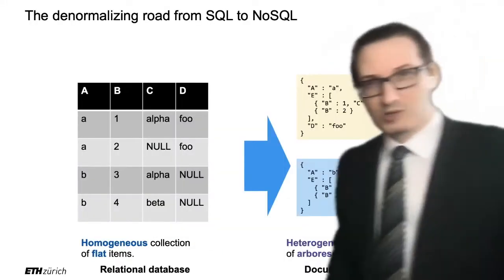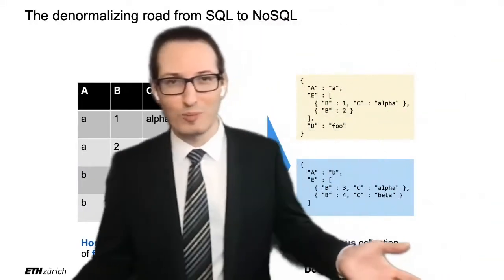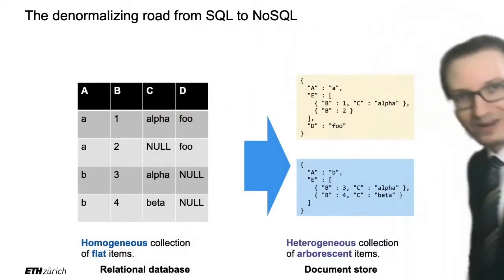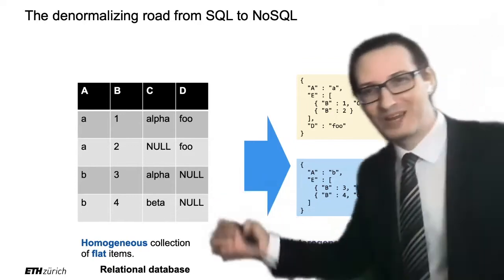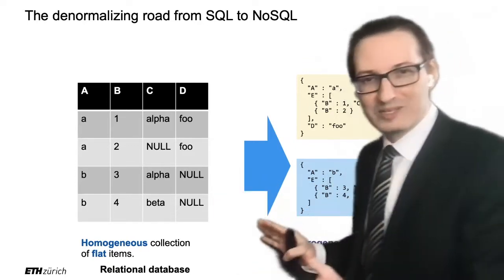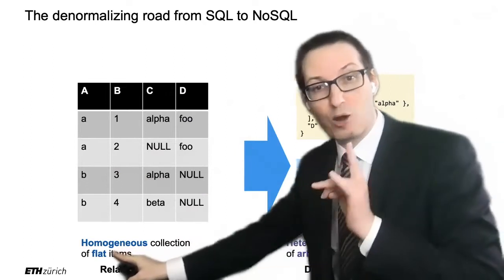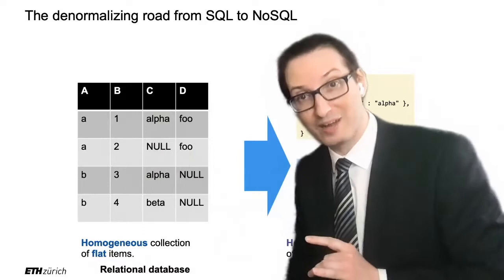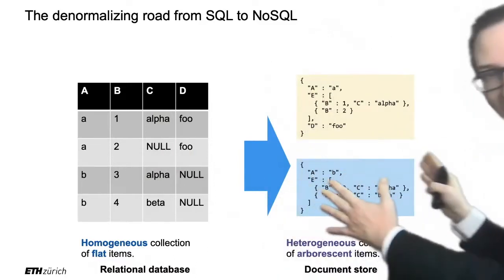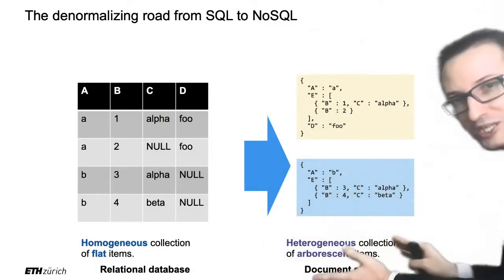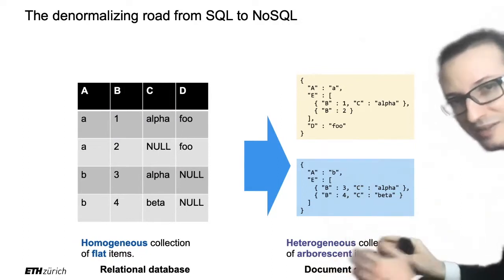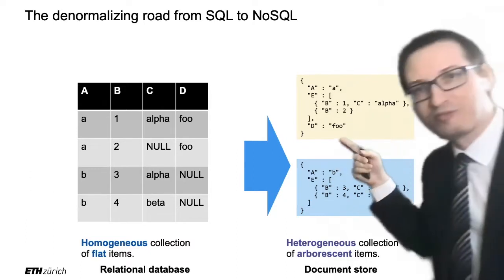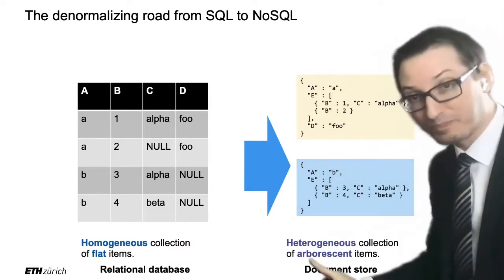All right. So again, I keep throwing the term denormalization because that's something you can use in order to sound smart in front of your friends. So we are denormalizing data in this lecture. And that means that instead of having tables like these that are homogeneous, because it's always the same types in the columns, and flat, because we don't have nested tables, in big data for engineers, we have heterogeneous collections of arborescent items. Heterogeneous because I can have missing or extra fields, or it can be a mess.